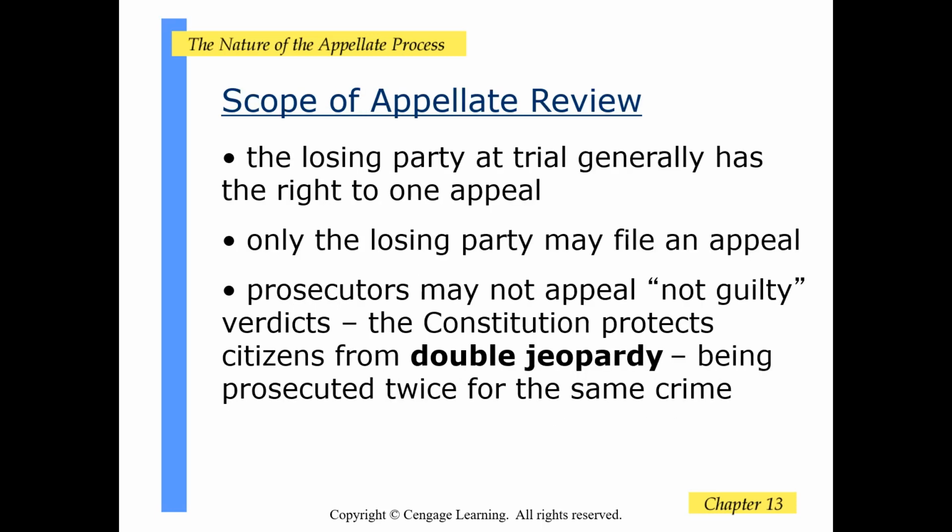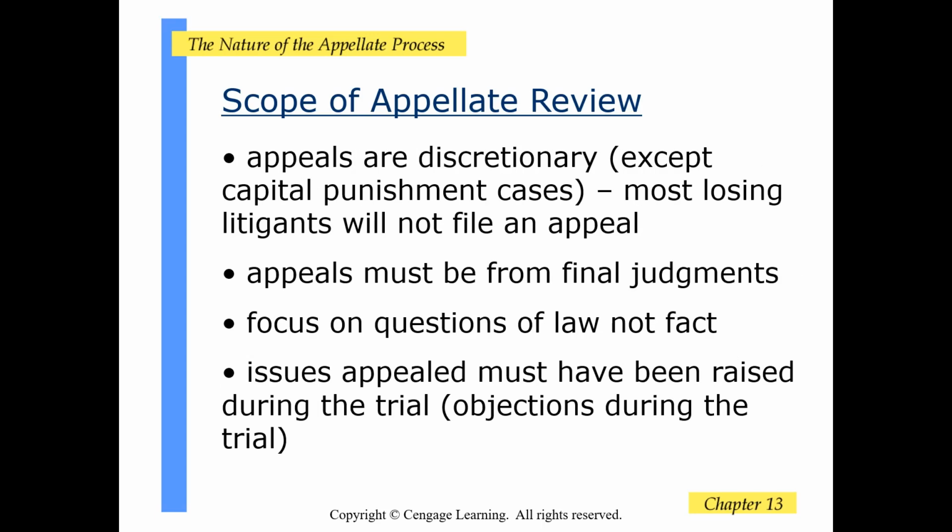The scope of appellate review: the losing party at trial generally has the right to one appeal. Only the losing party may file an appeal. Prosecutors may not appeal not guilty verdicts. The Constitution protects citizens from double jeopardy. Being prosecuted twice for the same crime is double jeopardy. Therefore, prosecutors may not appeal not guilty verdicts.